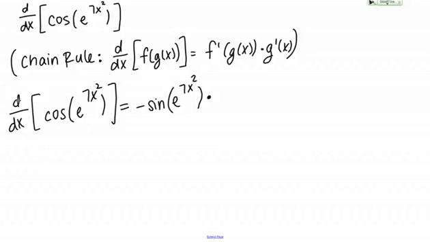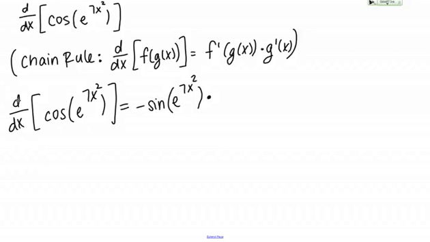But e to the 7x squared is also a composition of functions. It's not just e to the x, which would be quite simple to take the derivative of, but rather it's e to the 7x squared. So I need to use the chain rule on that part. This is actually a double chain rule problem. But let's separate it into two steps.